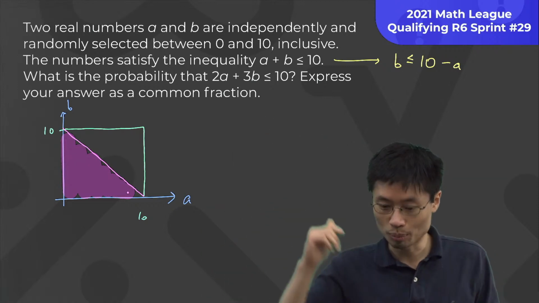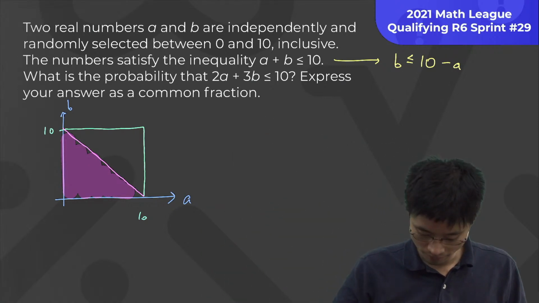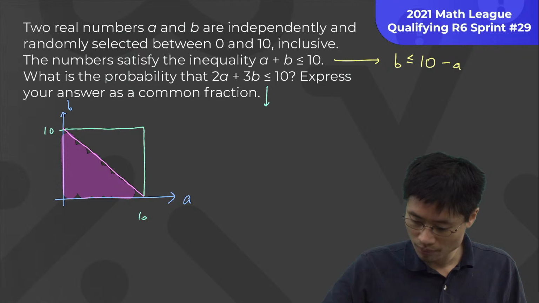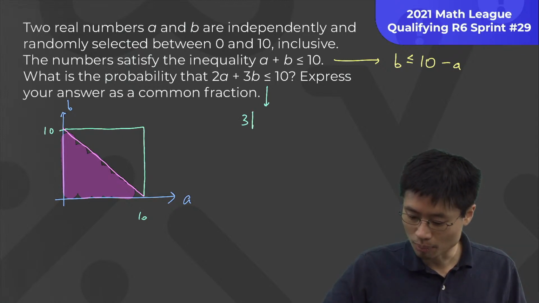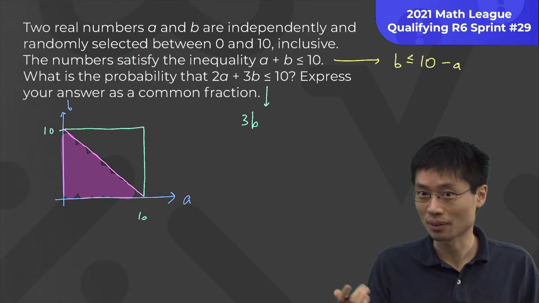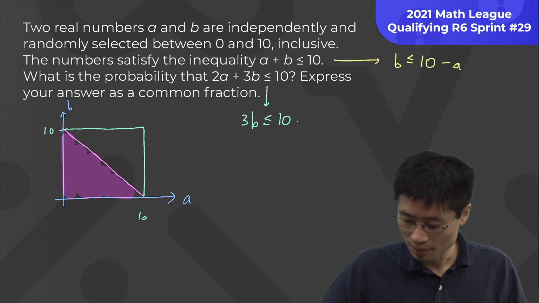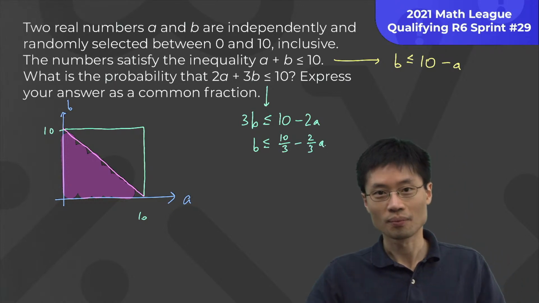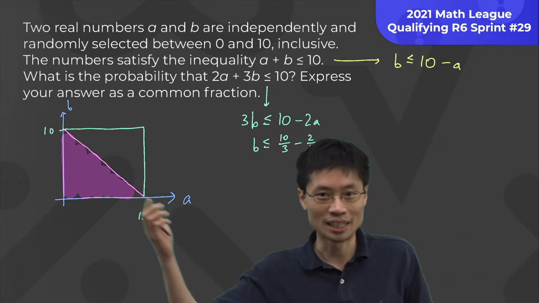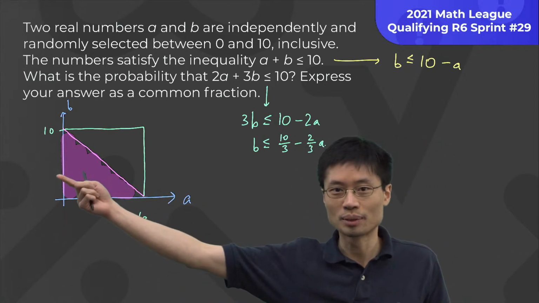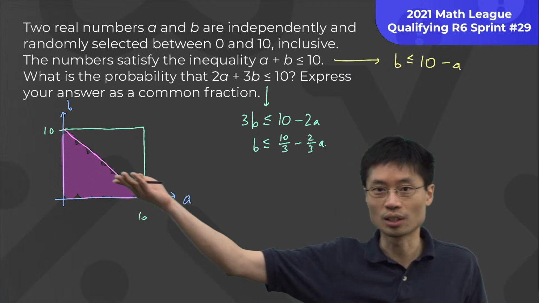It's time to do the slope-intercept again. So if I do this again, 3b, oh, I'm so scared of b's. B's look like 6's. 3b less than or equal to 10 minus 2a. So b less than or equal to 10 divided by 3 minus 2/3 a. Now I have to draw the line that goes from 10 over 3, which is 1/3 of this, going all the way down.